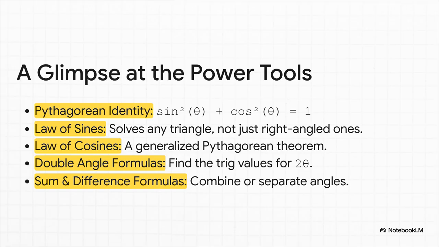You've got the Pythagorean identity, which comes straight out of the unit circle. You've got the law of sines and cosines, which, get this, let us solve any triangle, not just right-angled ones anymore. Then you have things like double angle and sum and difference formulas that let you manipulate angles in really complex equations. This is the professional gear.